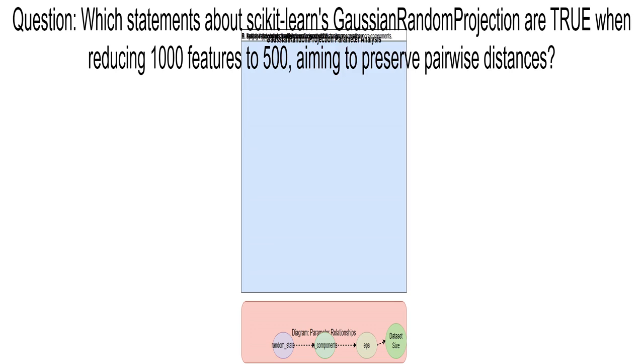_random_state, n_components, eps and dataset size, and asks you to determine their truthfulness. The goal is to test your understanding of how these parameters work together.